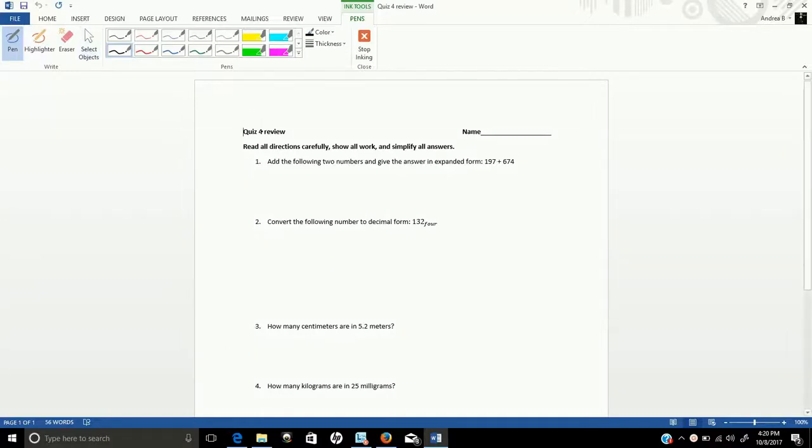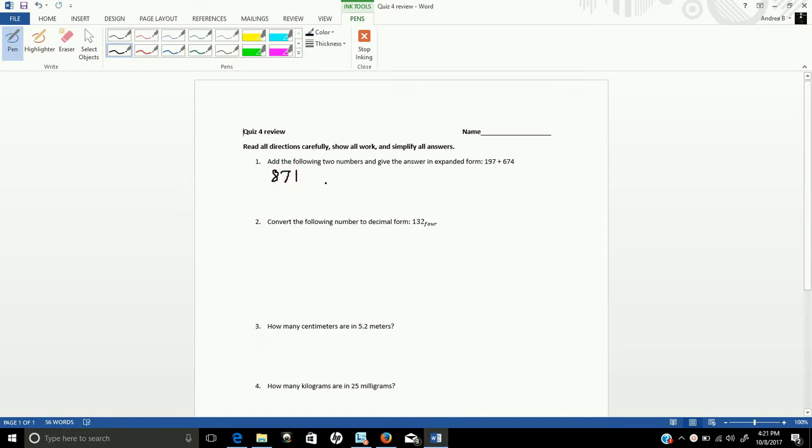Alright, for the quiz 4 review here, first of all, you'll need to add the following two numbers in expanded form. So here, it's fine if you want to go ahead and just add like normal first of all. So if you add those two numbers there, you should get 871. Like normal, you'll be able to use a calculator, so you can double check your answers.